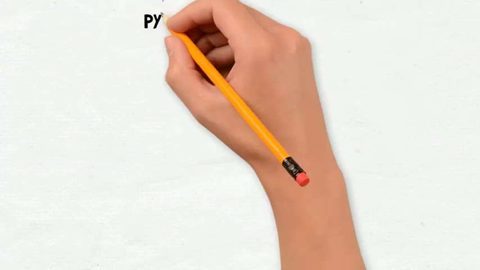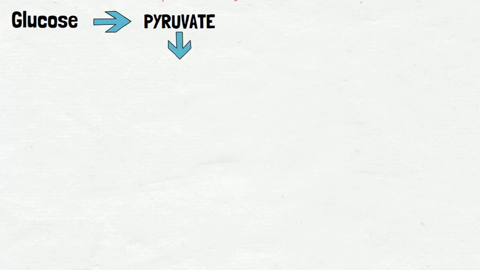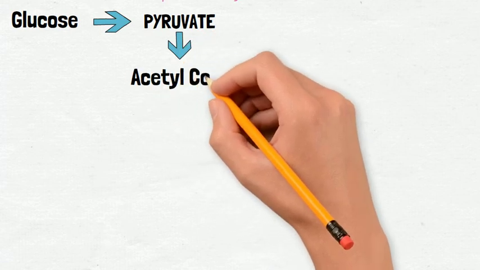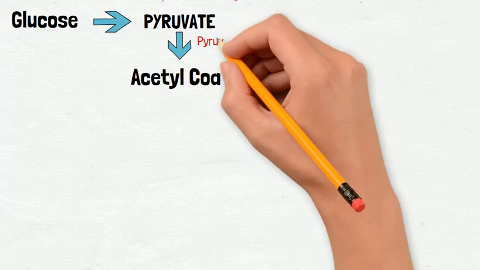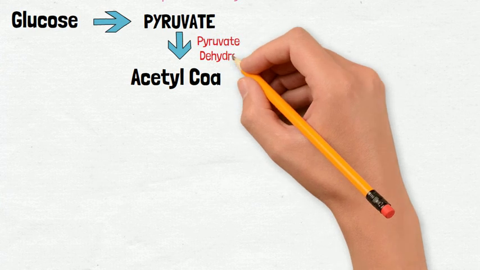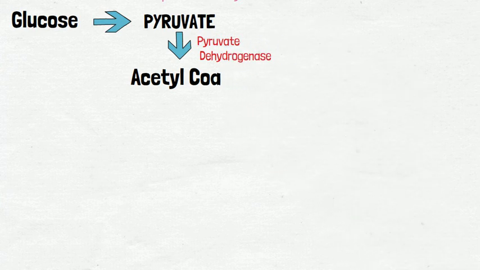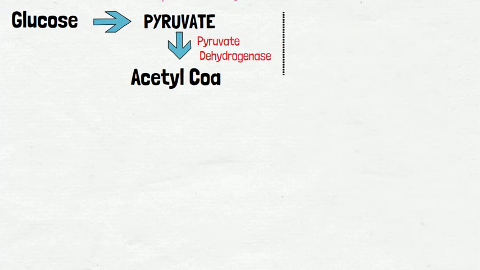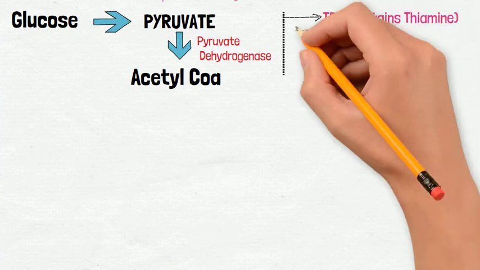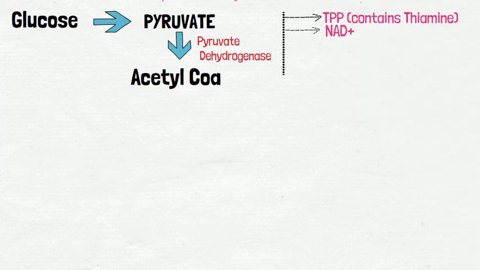The pyruvate produced at the end of glycolysis is converted to acetyl-CoA by a process of oxidative decarboxylation. This reaction is catalyzed by a multi-enzyme complex called pyruvate dehydrogenase complex. This enzyme is present particularly in the mitochondria, and it is dependent on 5 cofactors: TPP, which contains thiamine, also called vitamin B1, NAD+, FAD, lipoic acid, and coenzyme A.